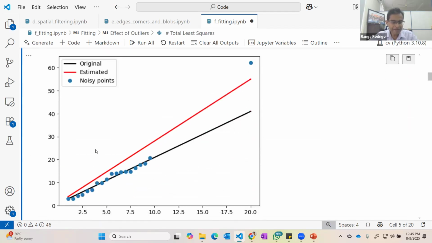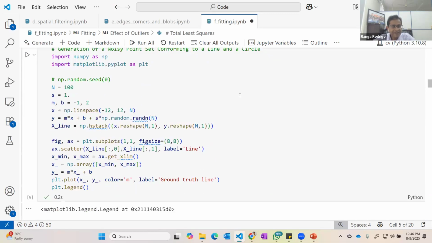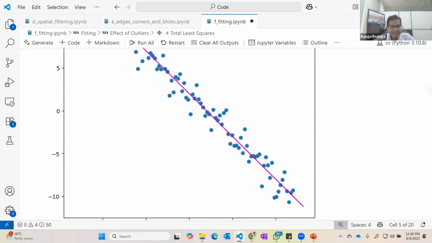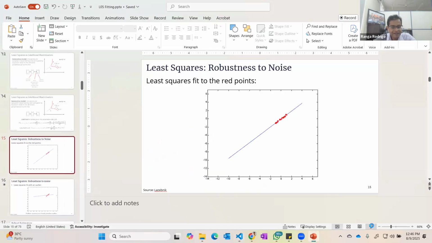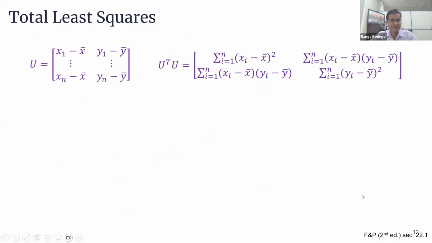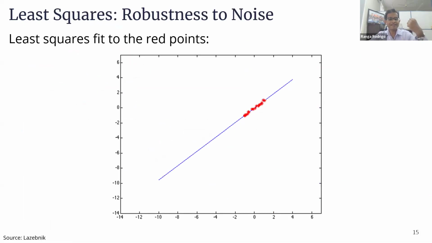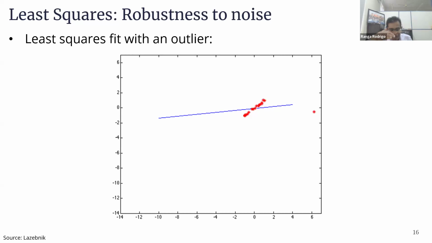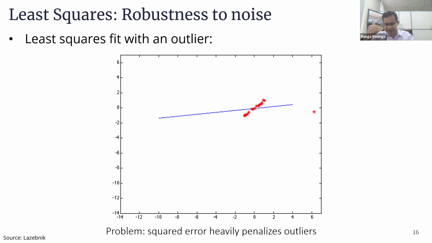You can see the original line, the estimated line totally gets dragged by that one outlier. So this is the problem in these things. They are very sensitive to outliers. I'll show you that. Now, this set of points and the optimum line is drawn. If you have an outlier, the optimum line drastically rotates. The problem is that the squared error heavily penalizes outliers.